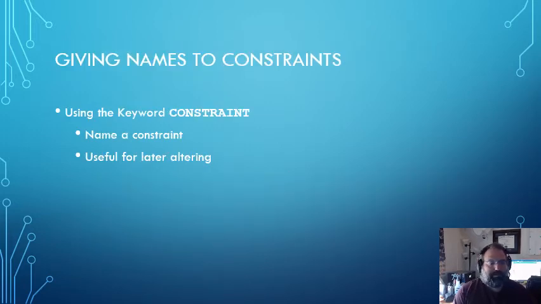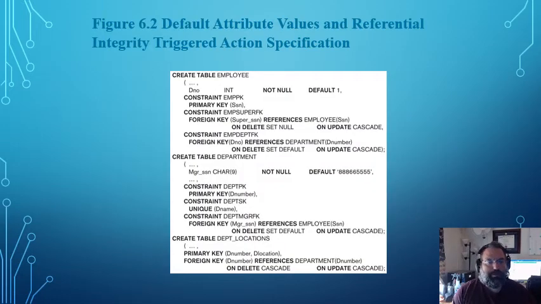The keyword constraint is used to name a constraint and is useful for later altering. So you may want to change it at a later time. Here is an example of some default attribute values and referential integrity triggered action specification. Notice that the constraint keyword is present in the table Employee partway through near the end, and that's where these things generally occur, near the end of the table definition.